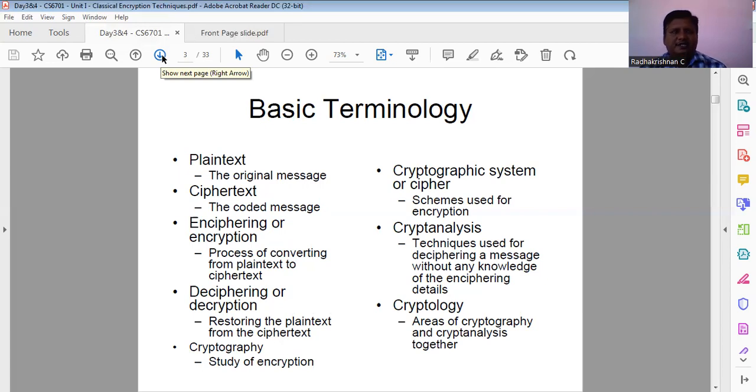Cryptography is nothing but the study of encryption. A cryptographic system or cipher system is a scheme used for encryption. The schemes that are utilized or implemented in cryptography, we call the study of the cryptographic system.